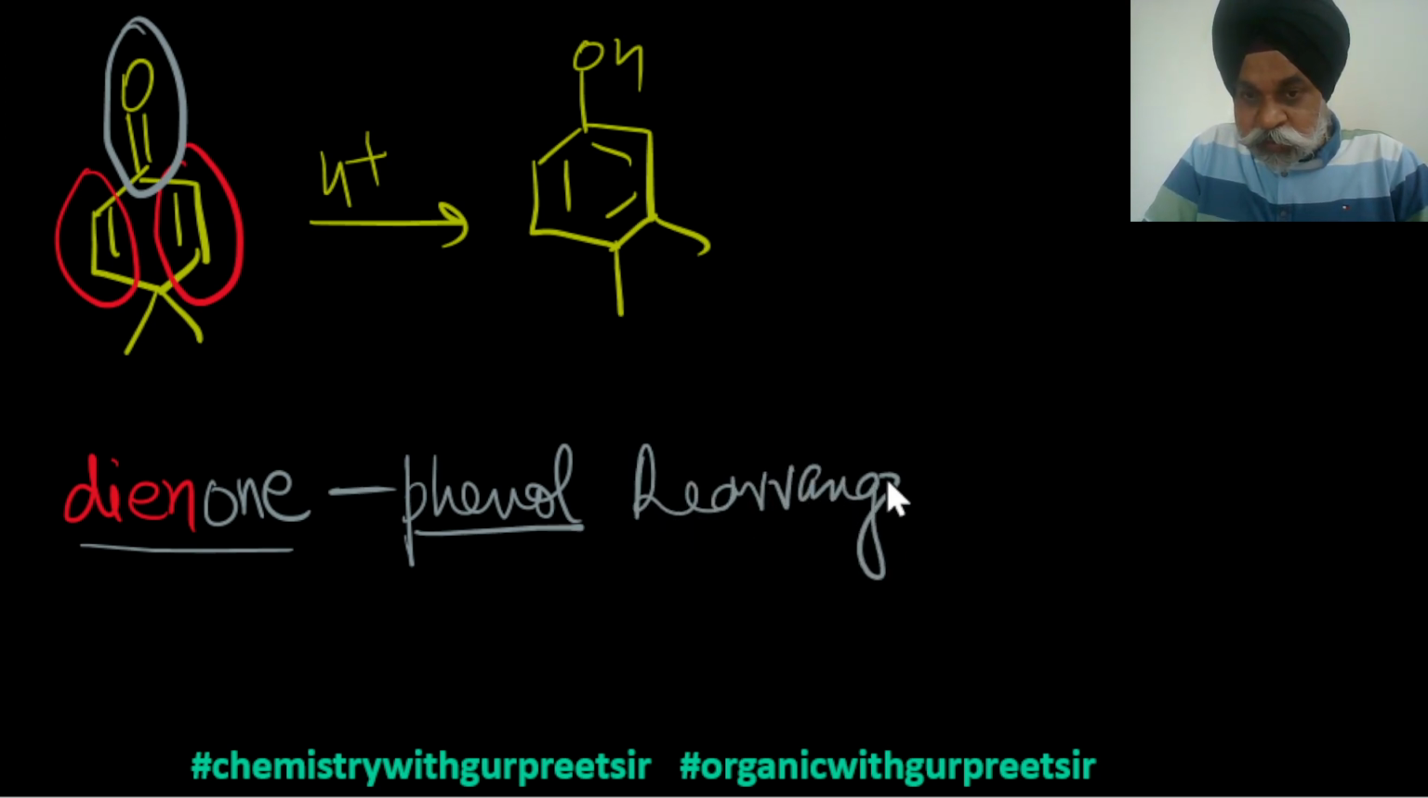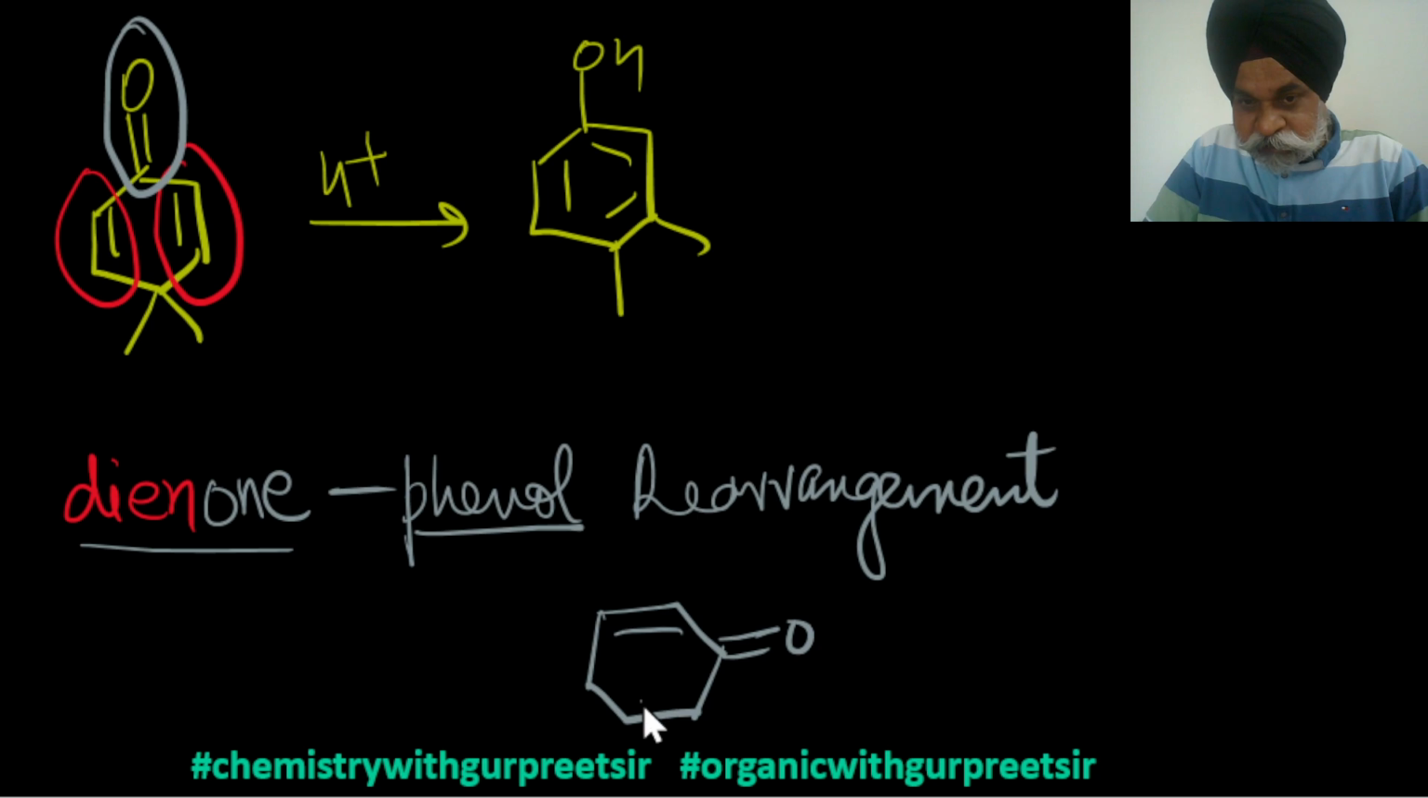So what is the rule of the game? When you have a dienone of the type just like this, if I would draw it once again, if you have a dienone, this type of species is with you, just like this one, it is being treated with H positive.